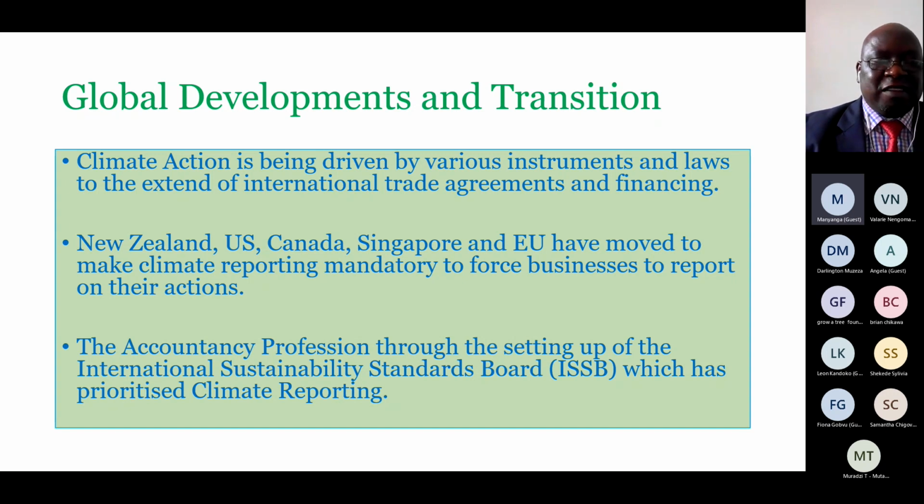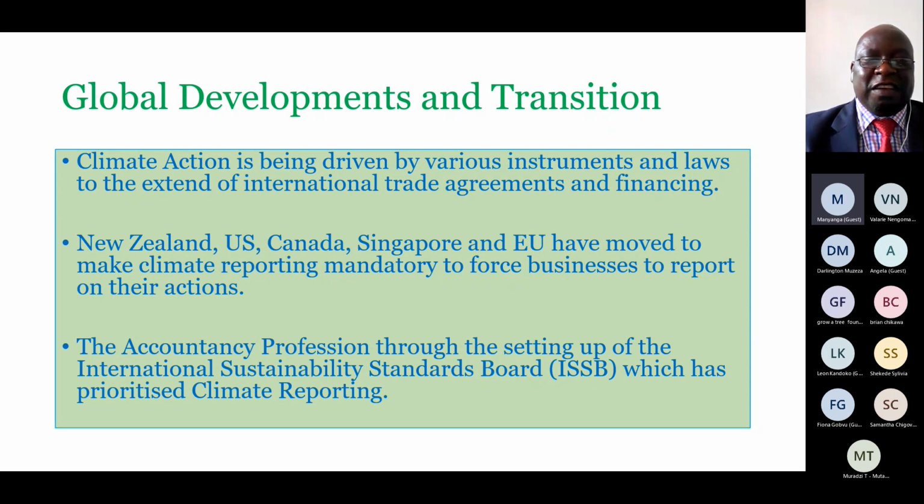For example, New Zealand, the US, Canada, Singapore, and the EU have moved to make climate reporting mandatory to force businesses to report on their actions. And recently, I think just two days ago, Canada is the last one that I picked out that has now made climate reporting by businesses mandatory. And the US, through the Securities and Exchange Commission, now requires companies to include climate reports in their filings with the Register of Companies.